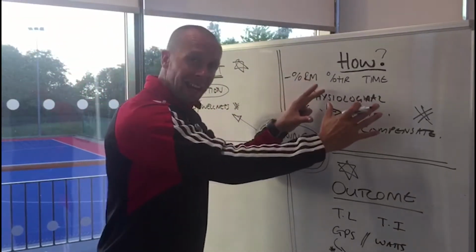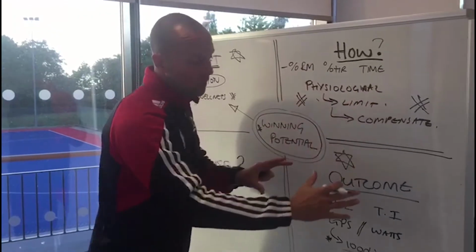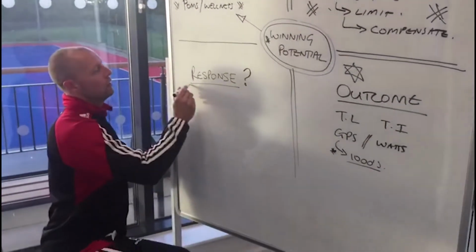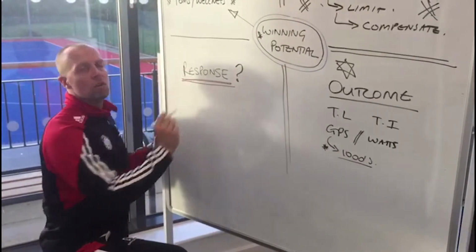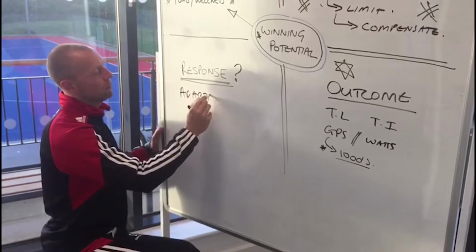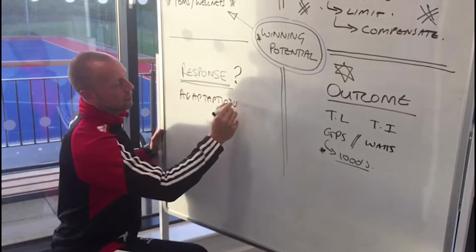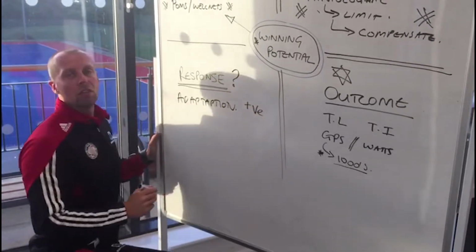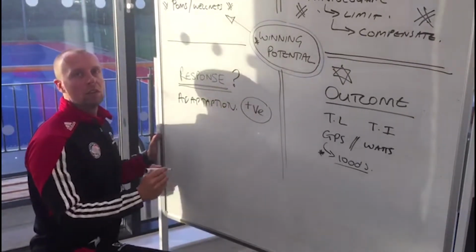So I understand your perception. I even understand how you're achieving what you're achieving. I can quantify that against my pre-planned, and it leads us to the fruits of your labor in the response column. And what I mean here is, what is the adaptation that we have created? Is it positive? Adaptation. Ultimately, that's what we're looking for.